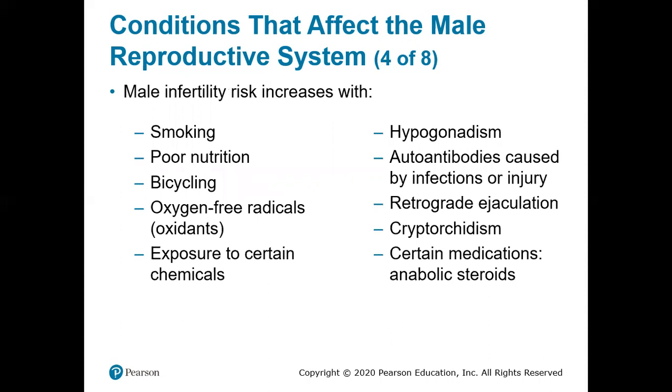Things that increase the male infertility risk would include, and this is page 573, the bullet points: smoking, poor nutrition, bicycling, oxygen-free radicals or oxidants, exposure to certain chemicals, hypogonadism, autoantibodies caused by infections or injury, retrograde ejaculation, cryptorchidism, and certain medications such as anabolic steroids.